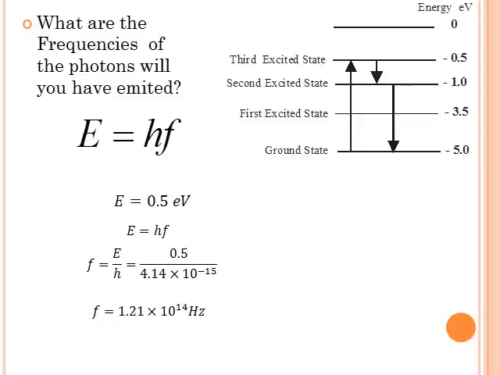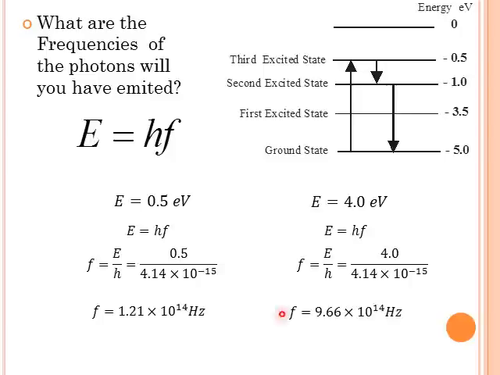Then we're going to do the same for the other one, right? So we go from the second one down to the ground state. That's a difference of 4 eV. So the energy will be 4 eV. What photon has that energy? Plug it into our equation, figure it out, and here's our answer.